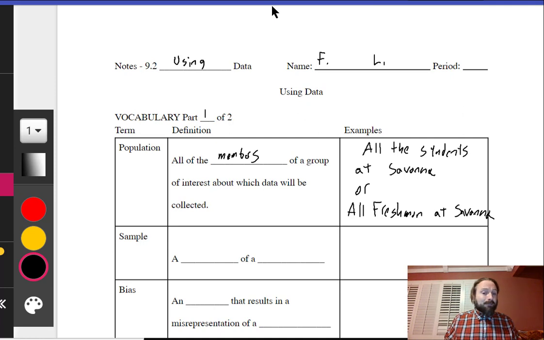So a sample is a subset of a population. So how are we going to collect the data on all the freshmen? Or how are we going to collect data on all the students at Savannah? Well, we wouldn't just go to a football game because not all people would go to a football game. We'd have to make sure that it's random, so we're not being biased right here. So random, and it represents the population.